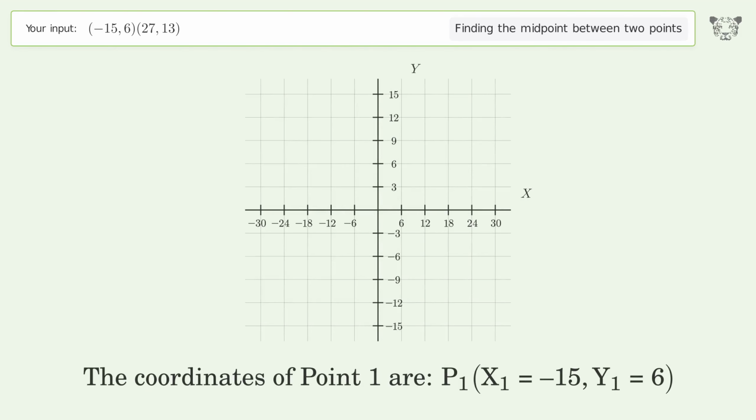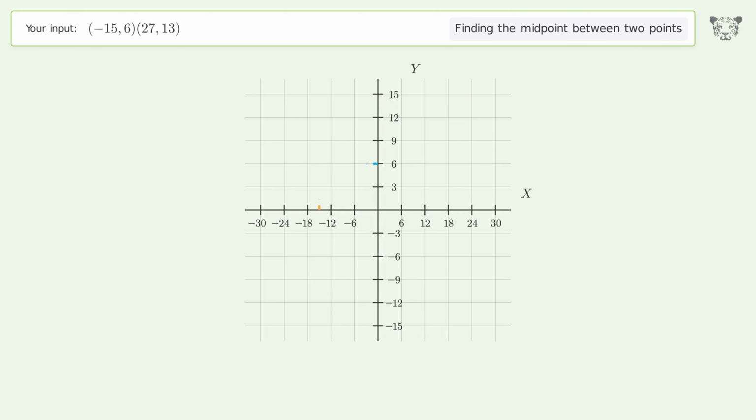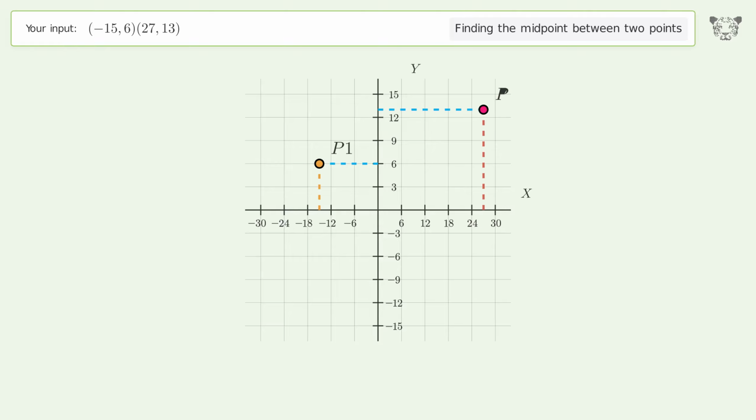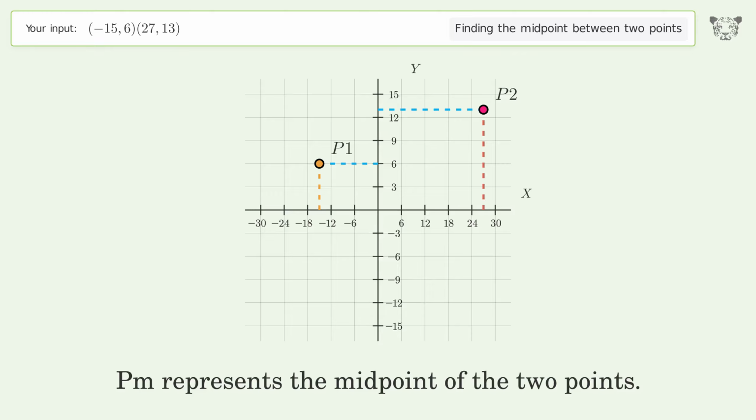The coordinates of point 1 are, x1 equals -15, y1 equals 6. The coordinates of point 2 are, x2 equals 27, y2 equals 13. PM represents the midpoint of the 2 points.